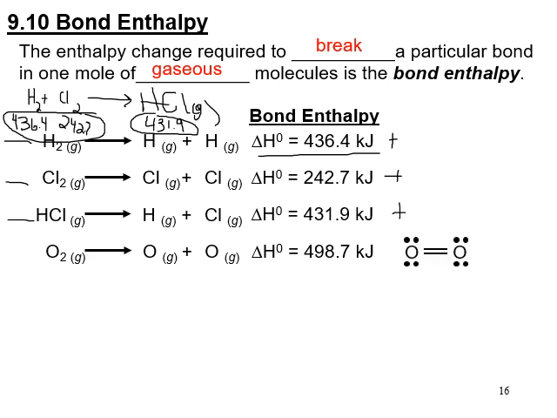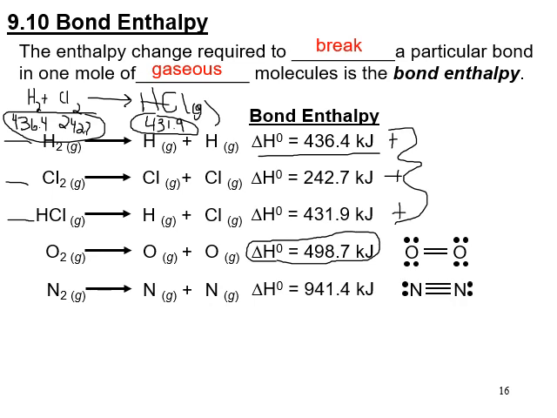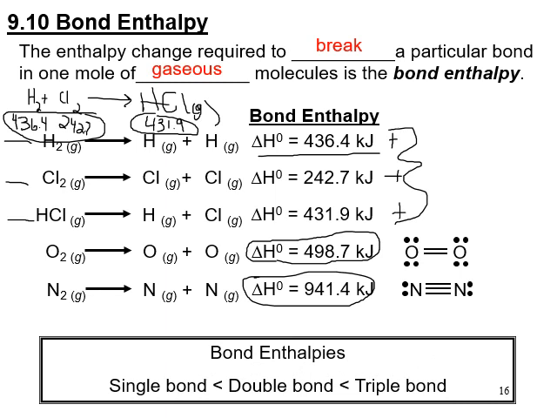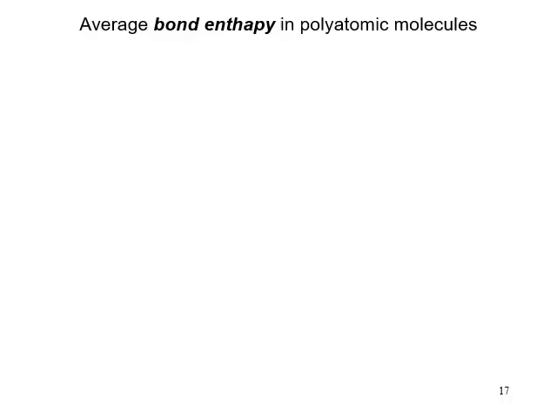So as far as looking, these were all single bonds. When we were looking at these 3 enthalpies, here's a double bond. You notice the number is a little bit larger. And then here's a triple bond, and the number is even larger. So for bond enthalpies, the general trend is that the single bonds will have a lower bond enthalpy than the double, which will have a lower bond enthalpy than a triple.